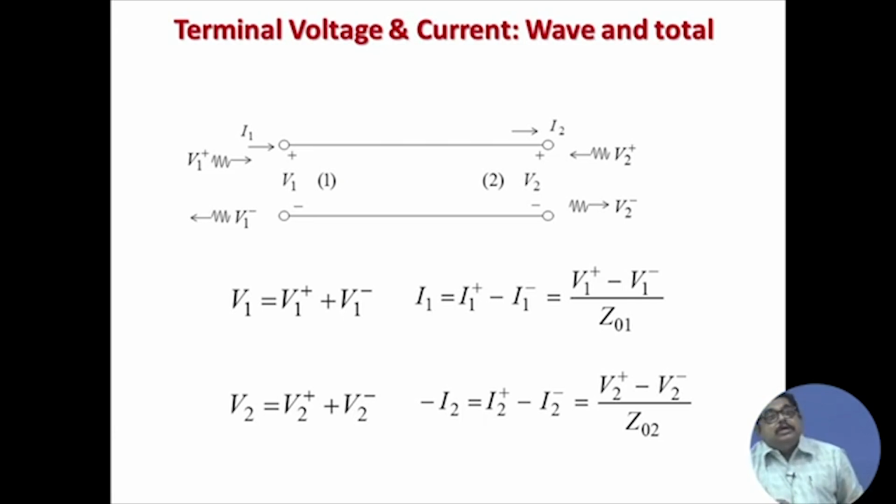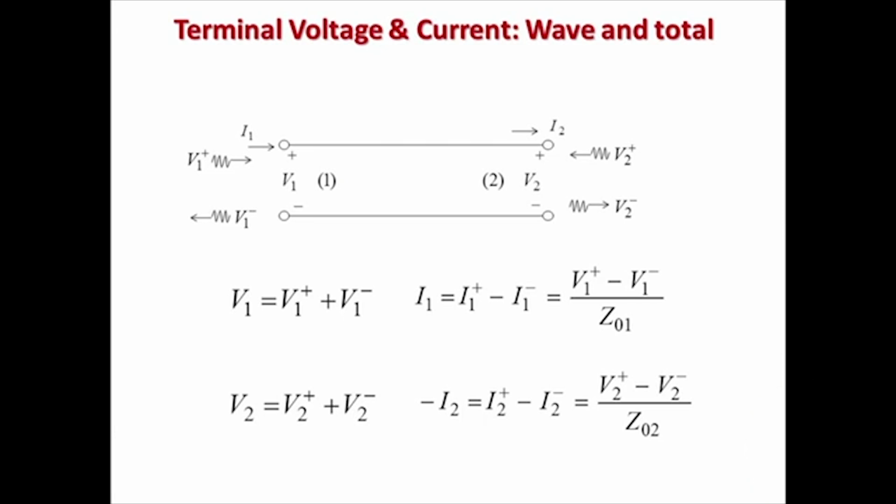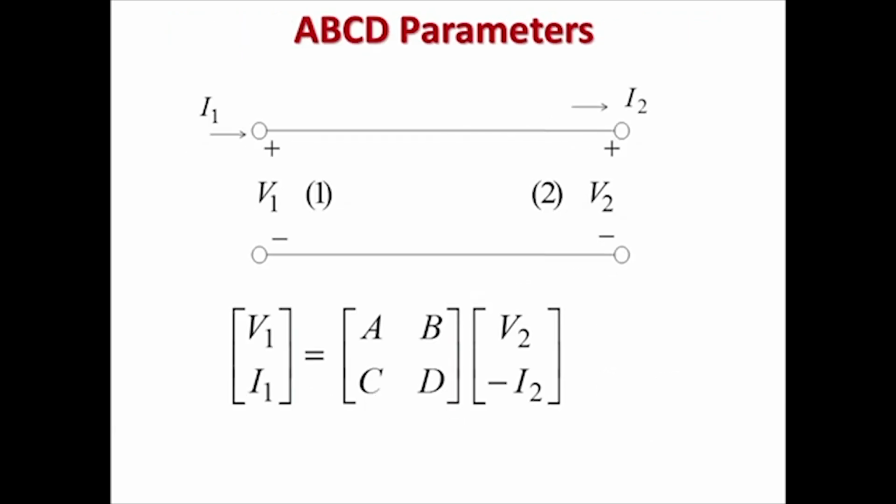Note this, because this is one point of confusion that people generally have. Now this I2 plus and I2 minus, they can be related to V2 plus and V2 minus with the help of the second port characteristic impedance Z0 2. Again, in most cases Z0 2 is assumed to be Z0, the transmission line's characteristic impedance.